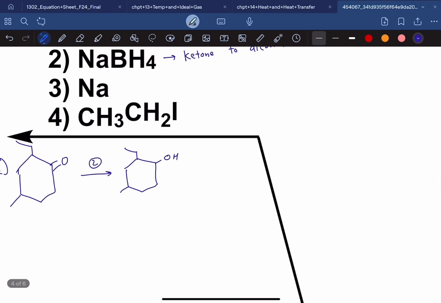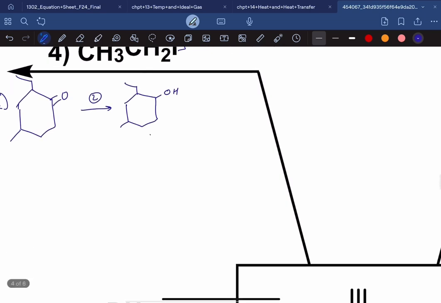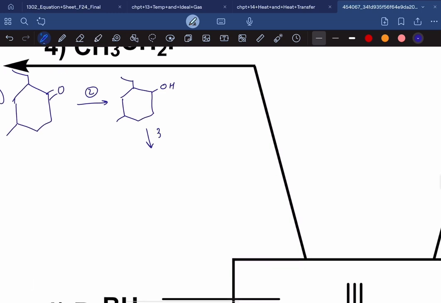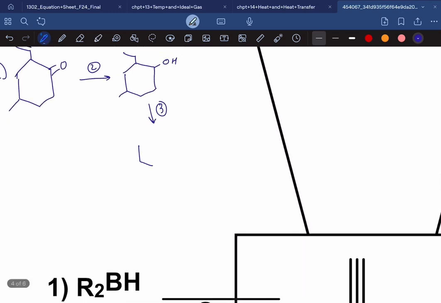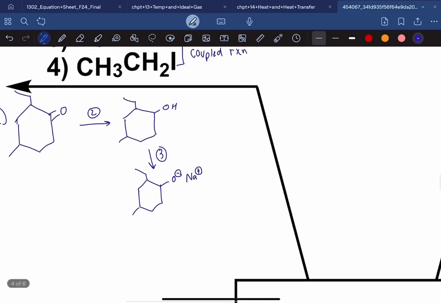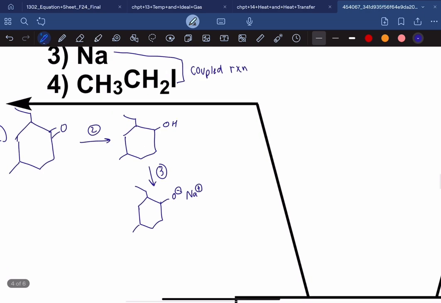Now 3 and 4, this is kind of tricky, but these are a little bit coupled, like a coupled reaction. And how it works is, first the Na will act as a counter ion for the O. And what I mean by that is it'll look like this, right? And this will suddenly become O minus Na plus. You don't need to know so much as to why that happens, but just know it does, okay?